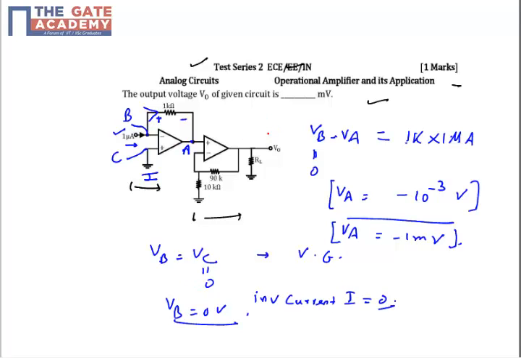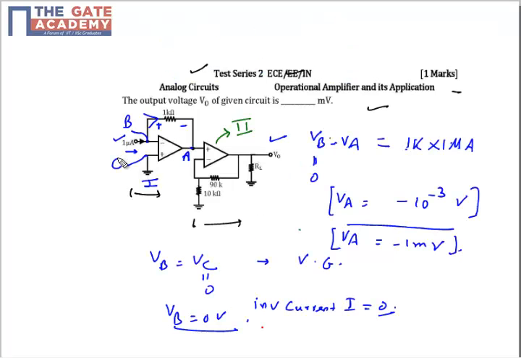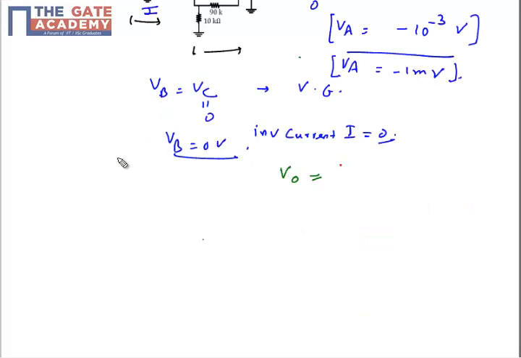Now, what is my question in the problem? I need to calculate V0. I am interested in the voltage across my second op-amp. So let's see the second op-amp very carefully. You will find that the second op-amp is nothing but a non-inverting amplifier. And what is the output relation for the non-inverting amplifier? The output of the non-inverting amplifier is related to the input as 1 plus RF upon Rin times input, right?